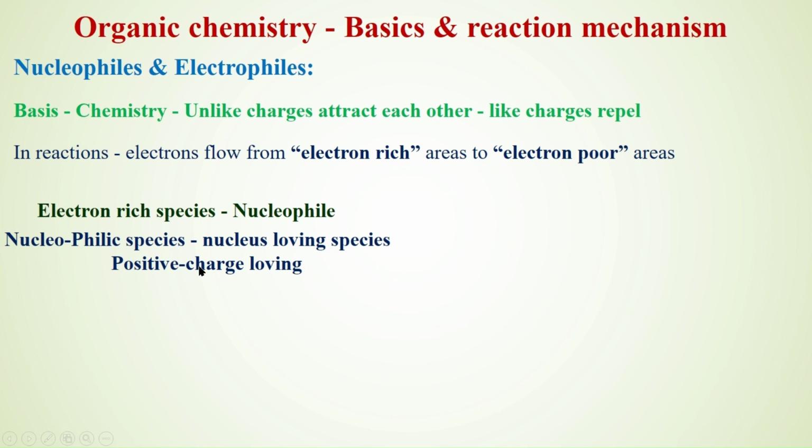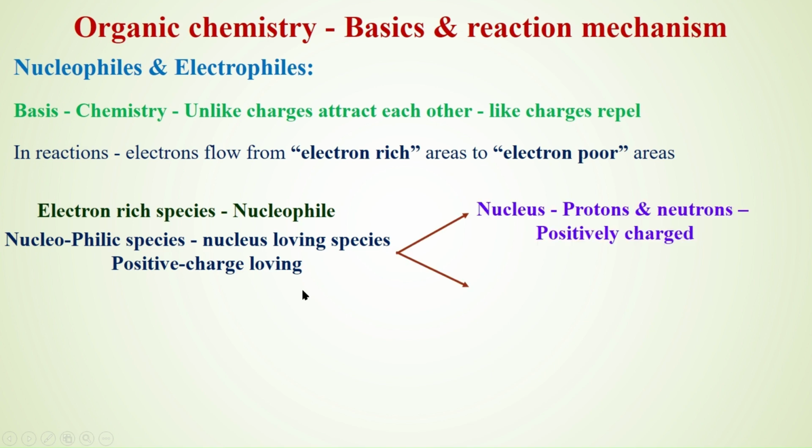The nucleus is made up of protons and neutrons, and because of these protons it is positively charged. These nucleophiles are positive charge loving species. Nucleophiles are electron rich, that's why they love electron deficient species. Positive means deficient. We know that we love what we don't have.